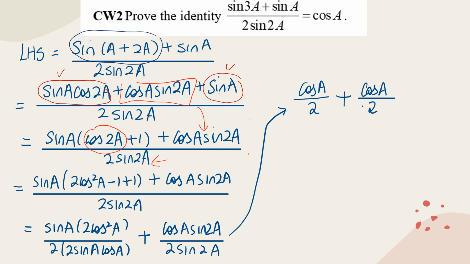Okay, so from there, we apply the double angle formula for sine 2a, which is 2 sine a cos a. And we can do a lot of simplification here. Sine a divided by sine a gives you 1. Cos squared a divided by cos a will just leave you with cos a. And then 2 divided by 4 gives you half. So do the same thing for this one also. So you have cos a over 2 plus cos a over 2. And that will give you cos a, which is what you need to prove on the right hand side.